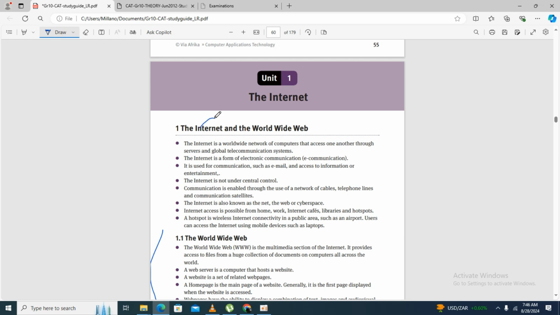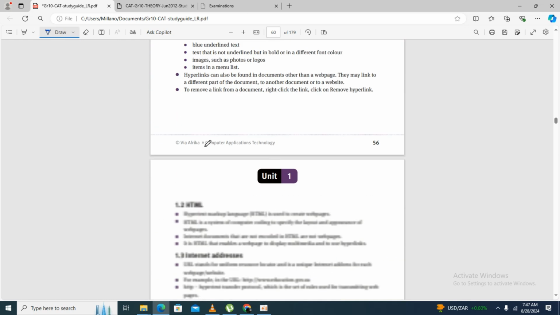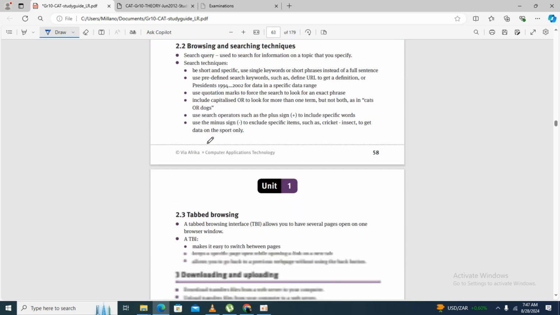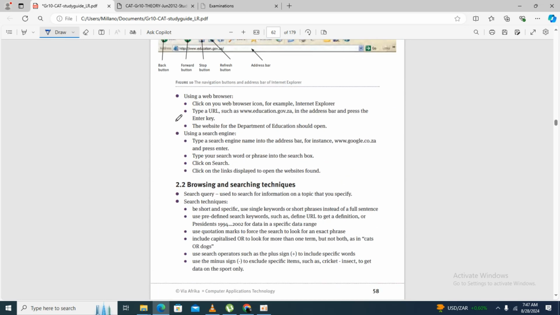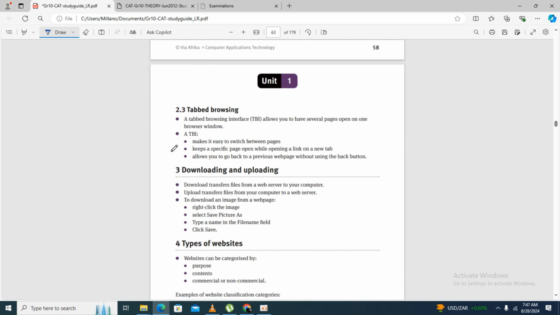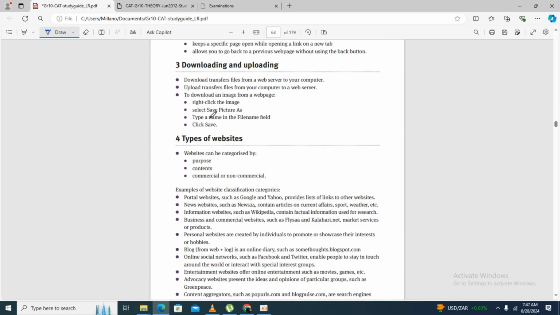So now if they ask you what the internet is, it's a global interconnected network of devices, right? It's on a global level. That's what the internet is, in case they ask you that. So browsing and searching, I don't really think they ask about this, but downloading and uploading, this is something they do ask about. They'll sometimes ask you what the difference between downloading and uploading is. You guys should know this.